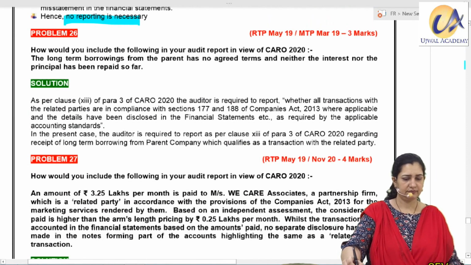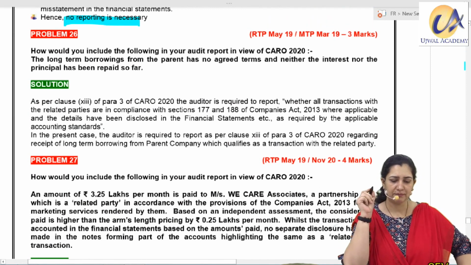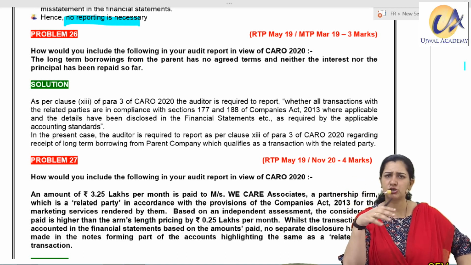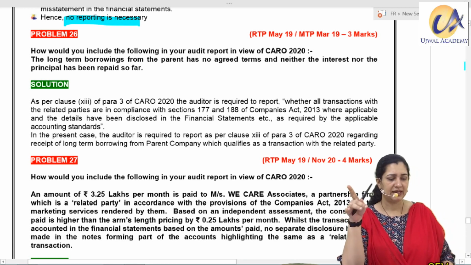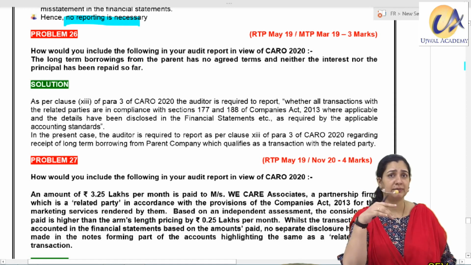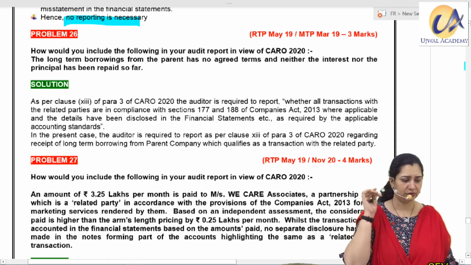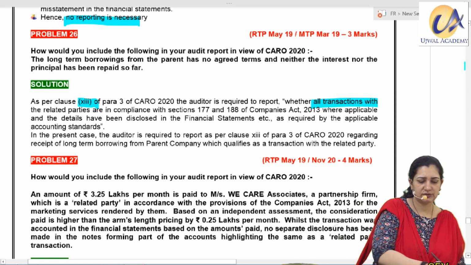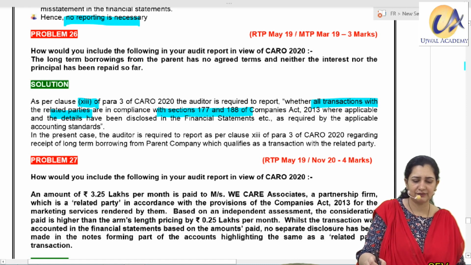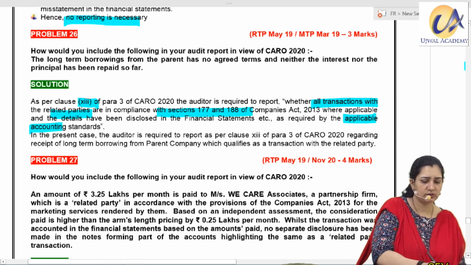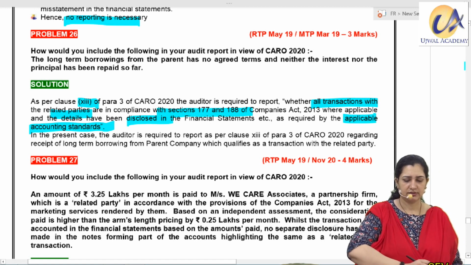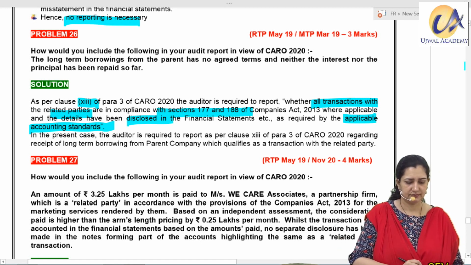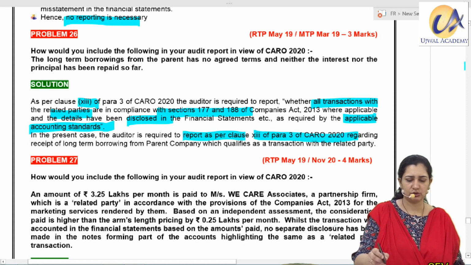26. Long-term borrowings from parent. Remember, loan taken from parent. Parent, subsidiary, associate, joint venture, any kind of transaction with them will come under related party. And I already explained to you why this is not coming under the loan taken point. Okay. So as per clause 13, we have to report whether all transactions with related parties have complied with 177, 188 and also been done and disclosed as per AS. Yes. So here also we need to report as per the same clause.